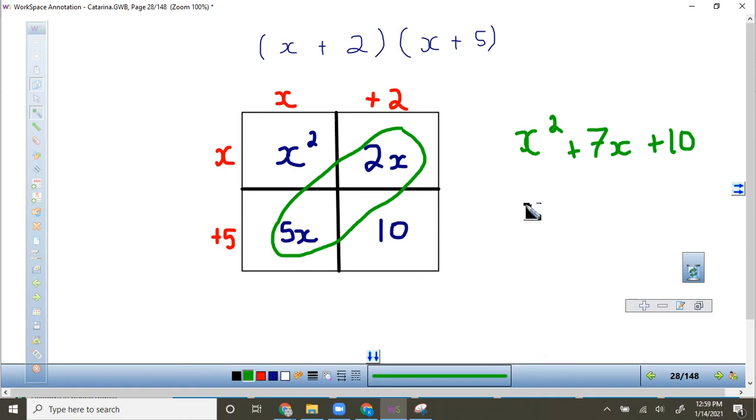So that's how you multiply polynomials using an area method, and we're going to practice this with the Desmos this week and just get used to this over the next couple of weeks.